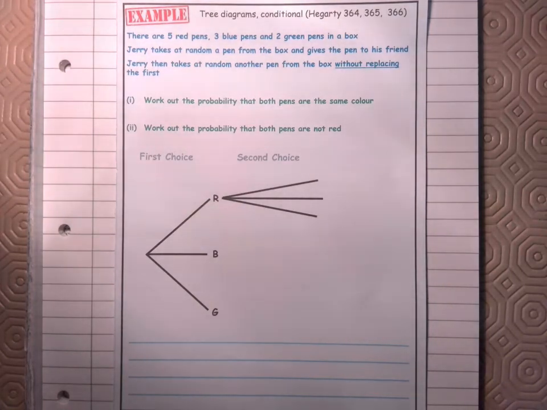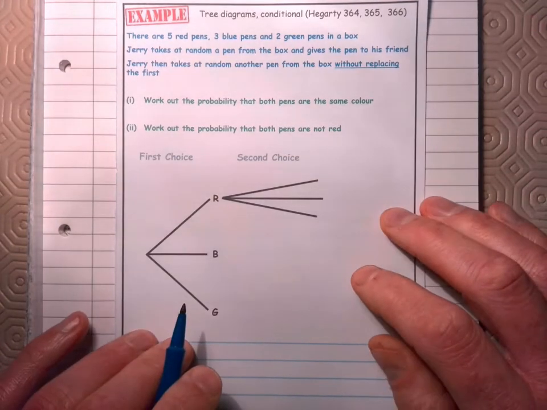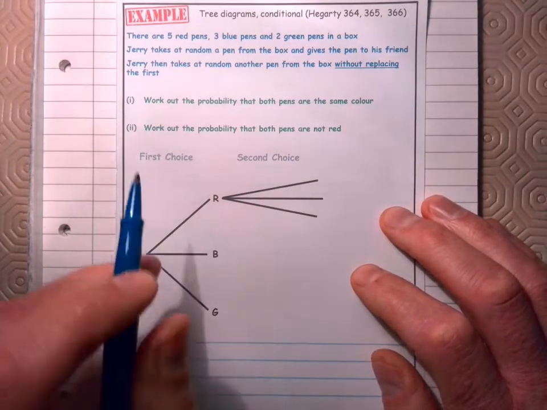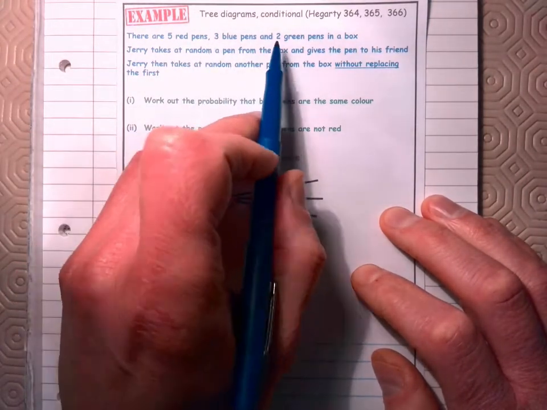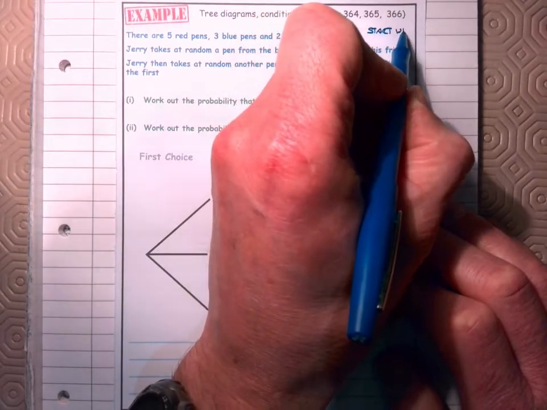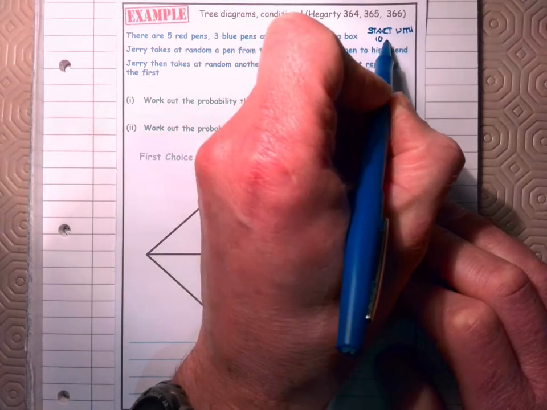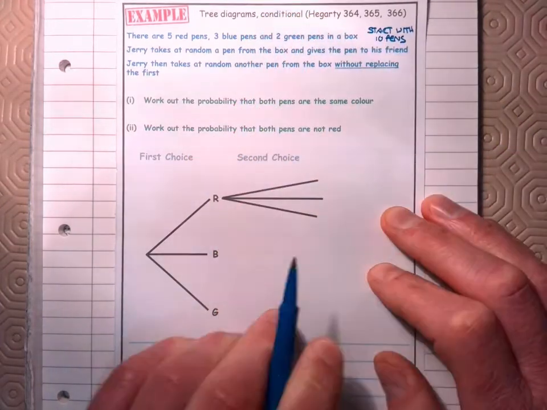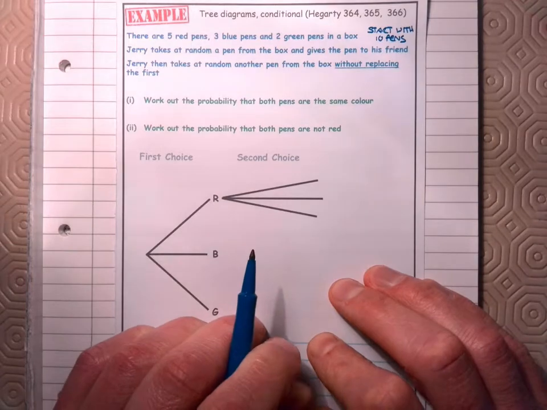We're going to be looking at probability tree diagrams again. This time they're going to be complicated tree diagrams, or conditional tree diagrams. So we've got a problem where we've got 5 red pens, 3 blue pens and 2 green pens in the box. If we add all the pens up, we know we've got 5 and 3 and 2, so we start with 10 pens.